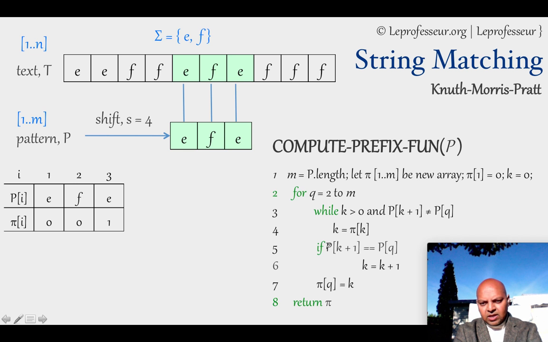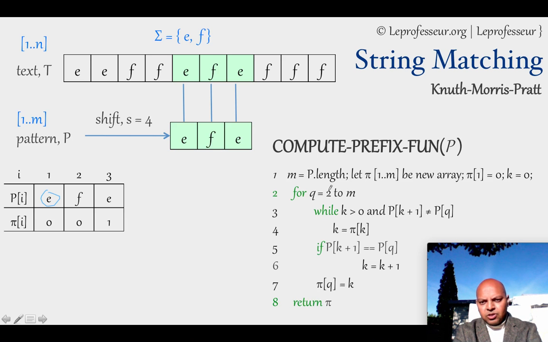Now we check the value of the pattern at k plus 1, which is 0 plus 1, so the value of the pattern at 1 is E. Is it equal to the value of the pattern at q? Here q is 2, and the value of the pattern at q is F. So E is not equal to F, so we don't increment k and we set pi of q equal to k. So pi of 2 is equal to 0.